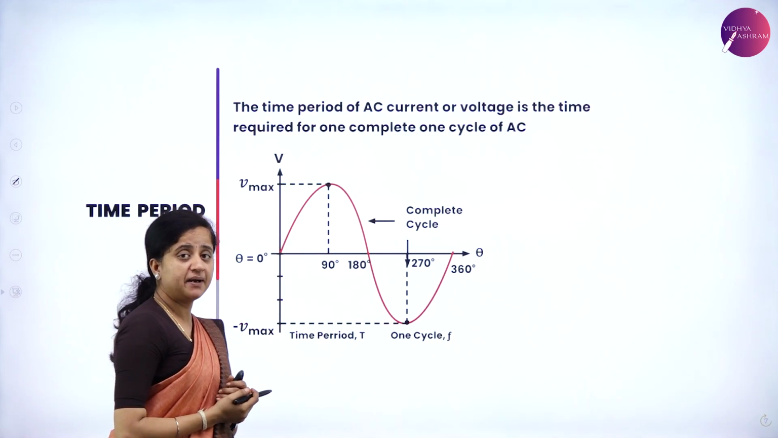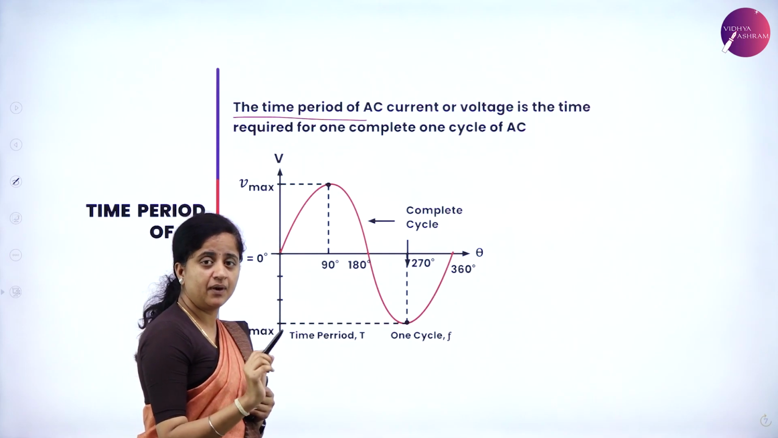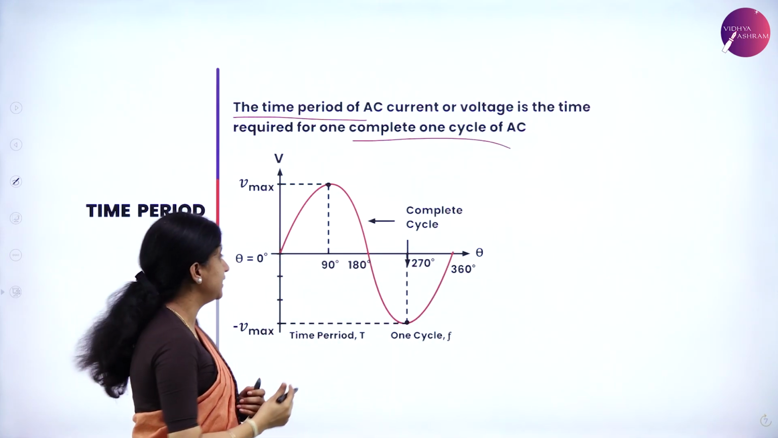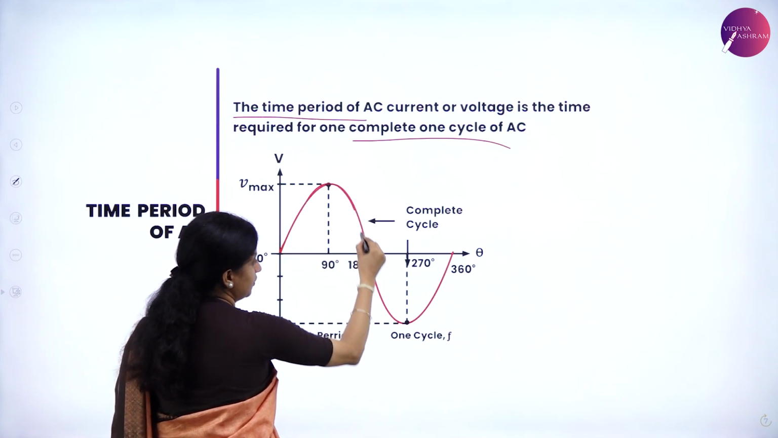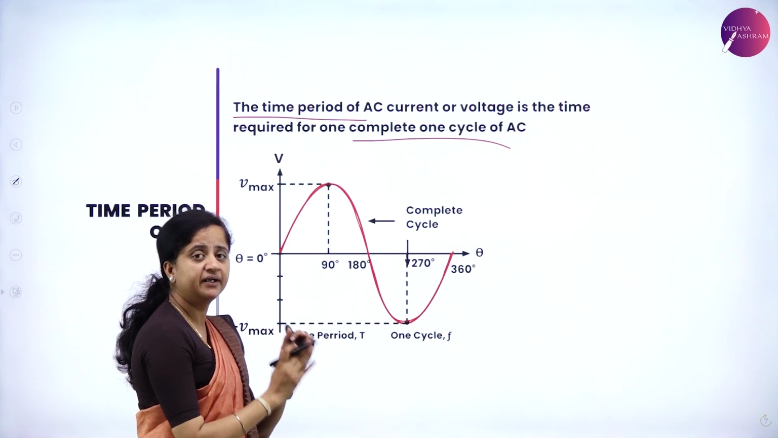The next important parameter is the time period of AC current. The time required for one complete cycle of AC is called the time period. What is the time required for one complete cycle of AC? That gives us the concept of time period.